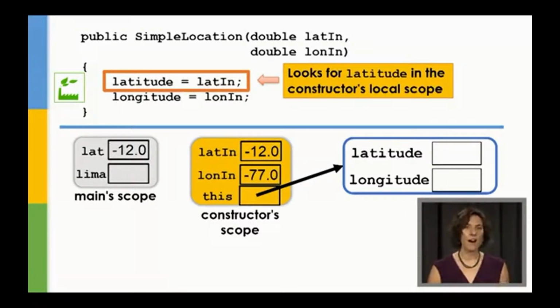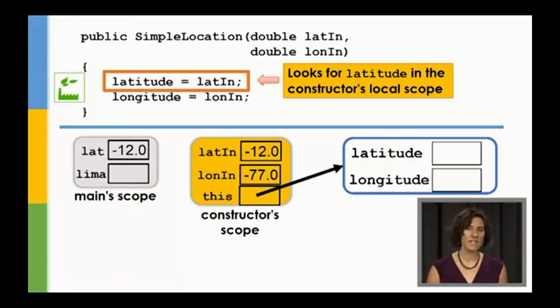So if I leave off the keyword this, what Java is going to do is it's first going to say, oh, I see a variable name called latitude. I think that's probably a local variable. So I'm going to look for it inside the scope of the method that I'm currently in, which in this case is the constructor. But in this case, it's not going to find the variable latitude in the constructor.